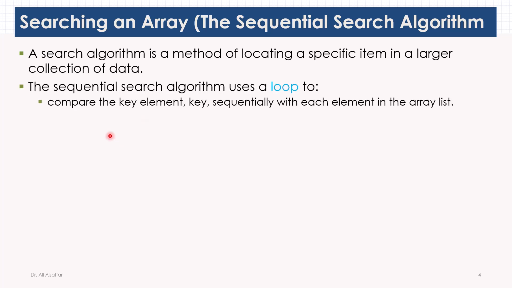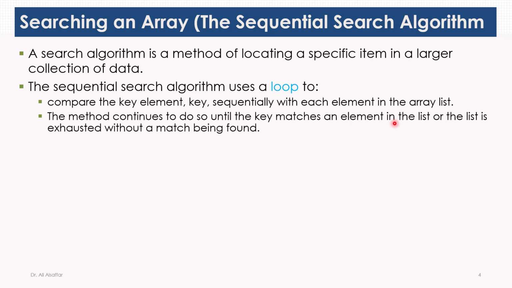The sequential search algorithm, in fact, uses a loop, and its steps can be summarized as follows. First, it compares the key element, which is the element that we are looking for in the array, sequentially. When we say sequentially, it means in sequence, one after the other, from the beginning of the array until the end of the array. Then the method continues to do so until the key matches an element in the list, or the list is exhausted without a match being found. So either the element we are looking for, which is key, is found and we have a match, or the element is not found and we don't have a match.